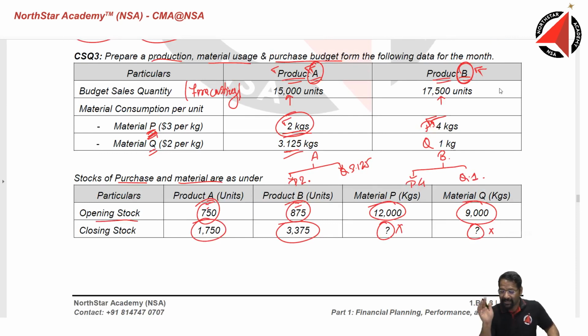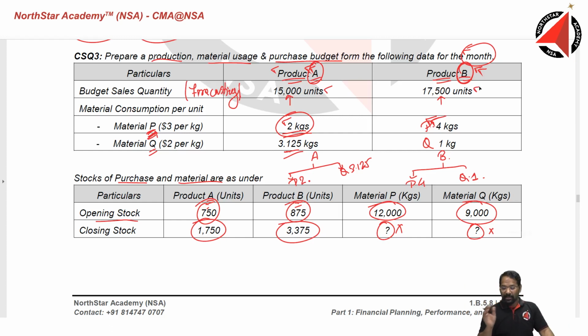Otherwise, 28 days, it is February only. So these details are given for the month. We need to prepare the sales budget. No, we can't prepare it, because the sales budget has to be forecasted. Here the sales budget is already given, and for those of you who want to prepare a sales budget, I will tell you how to prepare it.